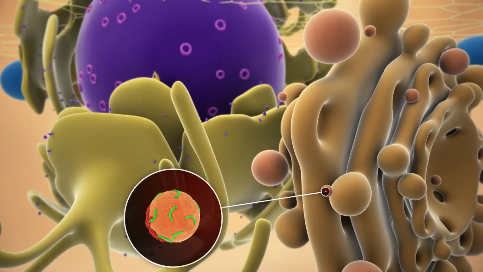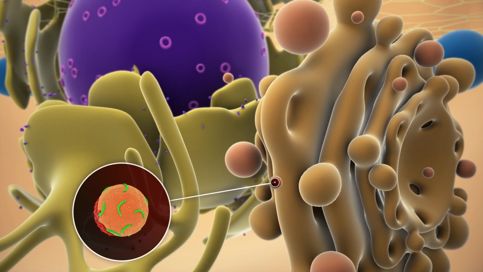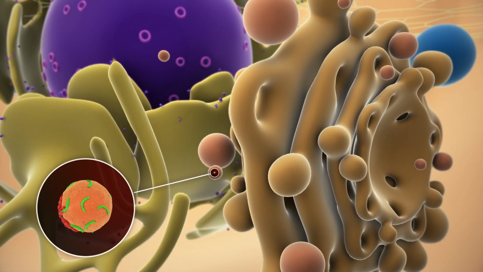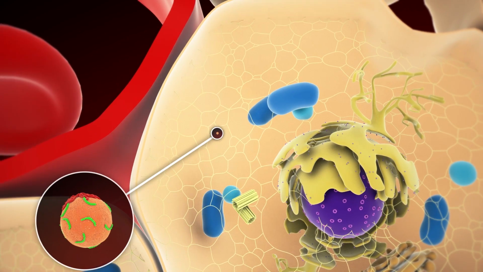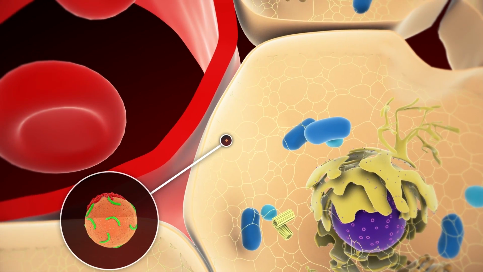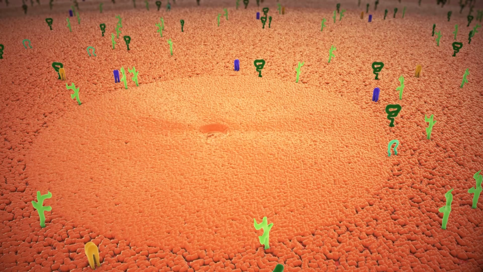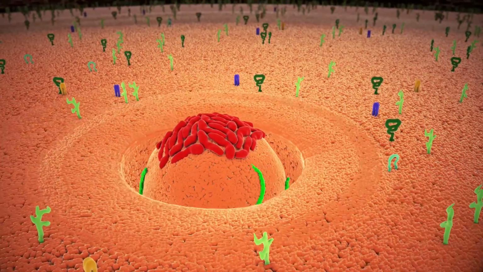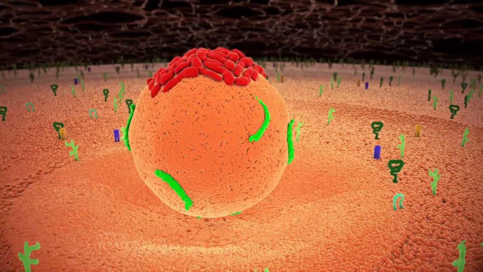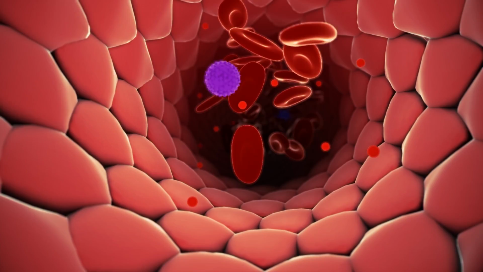Newly synthesized virus particles are thought to be transported to the cell surface in export vesicles via the cellular secretory pathway. Finally, they are released from the cell by exocytosis to reach the bloodstream.